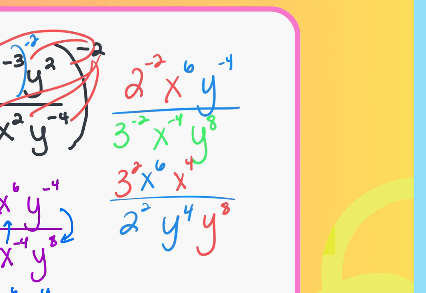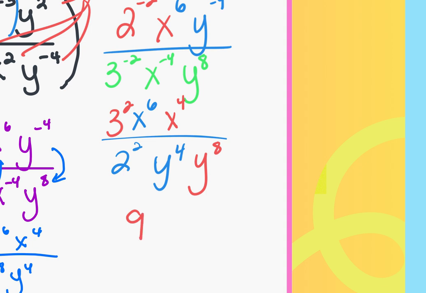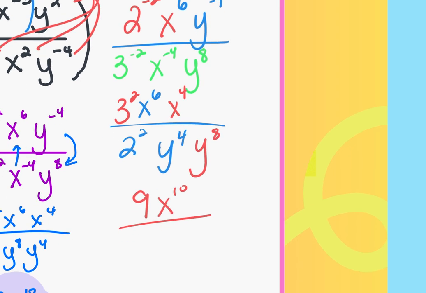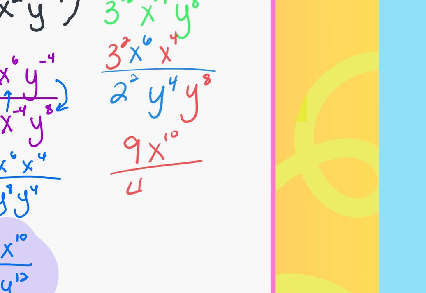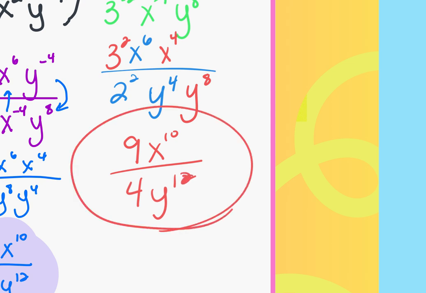So then what's 3 squared? 9. X to the 6th times x to the 4th? 10. X to the 10th, good. 2 squared? 4. Y to the 4th times y to the 8th? 12. Good. So take it one step at a time. Don't allow yourself to get overwhelmed by the negatives on the inside and the negatives on the outside. Distribute and then move what's negative.